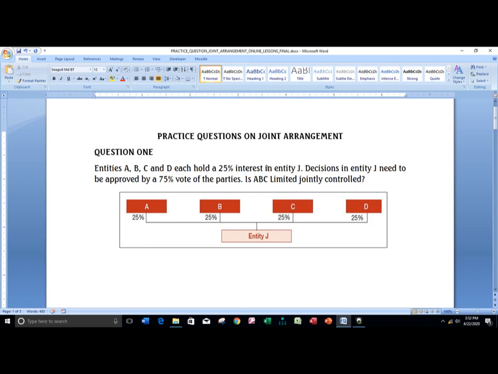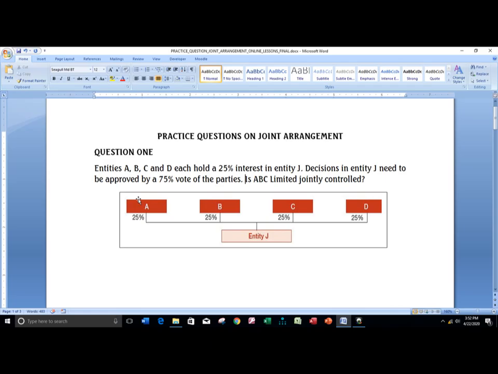So if we take a look at this question, you would see that each of the parties involved, party A, party B, party C, and party D, they have 25%. And their contractual agreement specifies that there must be at least 75% vote before any decisions can be taken. The question now is: is ABC Limited jointly controlled?